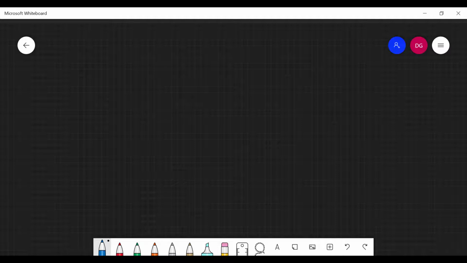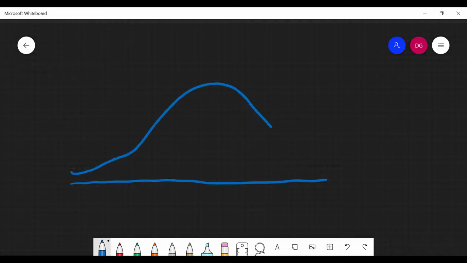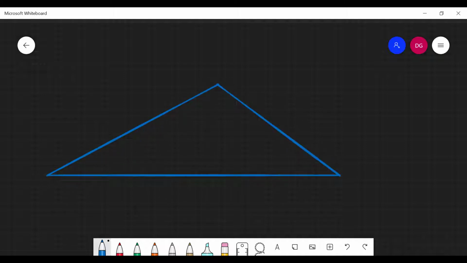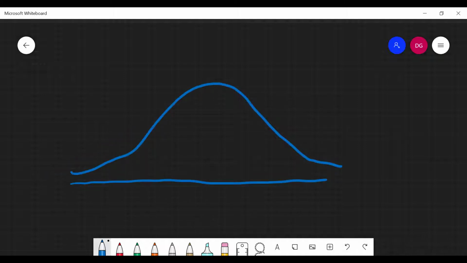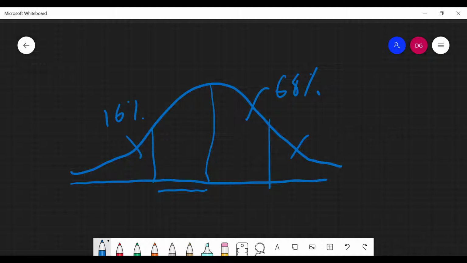And so here's the idea. Let's assume that I have something that looks like a normal distribution. Normal distribution, and I have a mean in the middle. And I have one standard deviation to the left. If I were to go one standard deviation to the left and the right, then there would be 68% in the middle and then 32% on the tails, which means 16% in each tail.